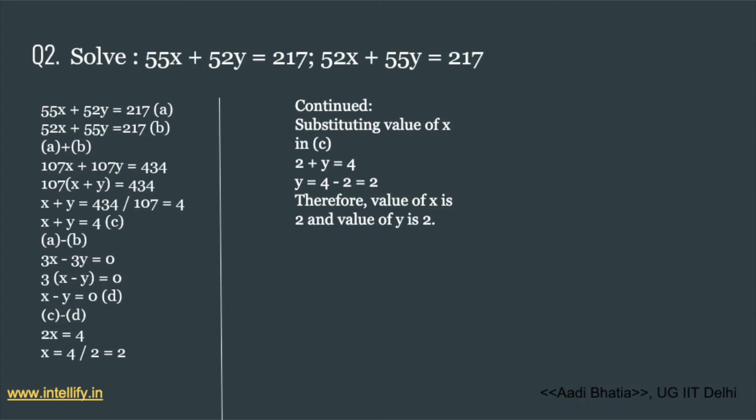Continue. We take the value of x in c and put 2 plus y is equal to 4, and y is equal to 4 minus 2, which is equal to 2. Therefore, the value of x is 2 and the value of y is 2.